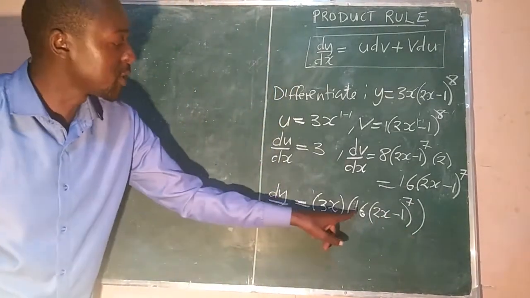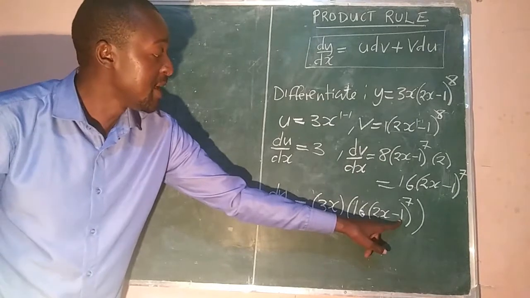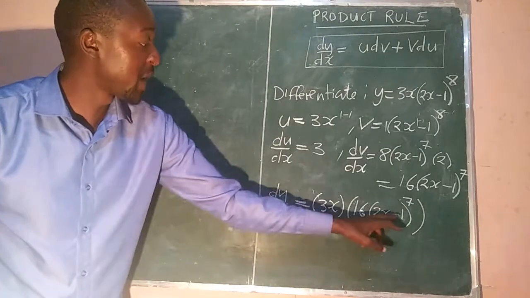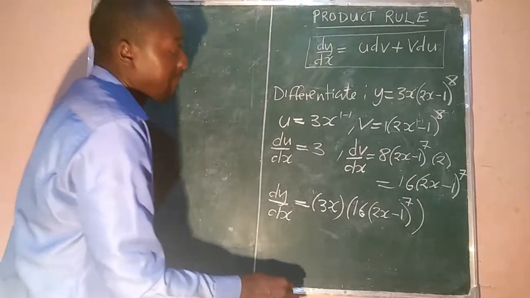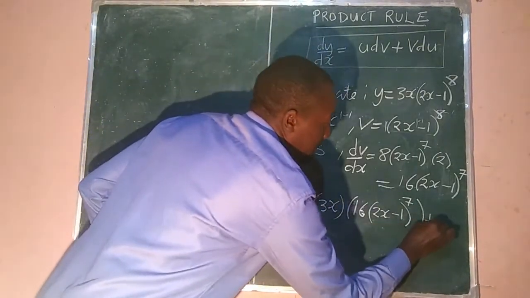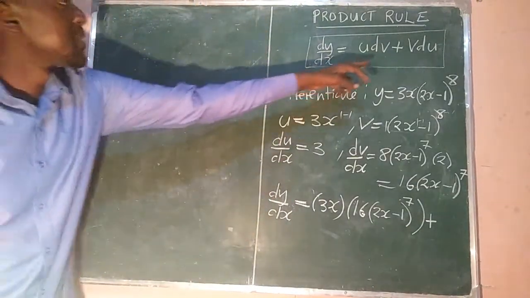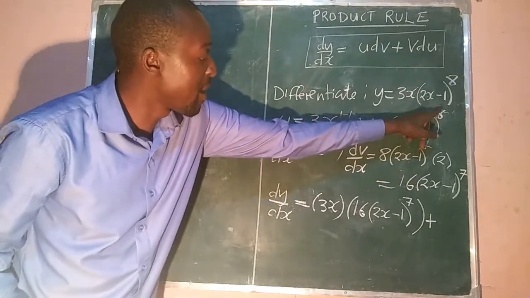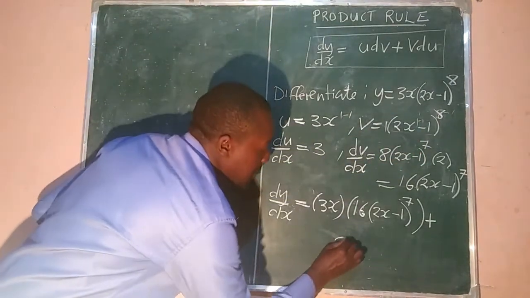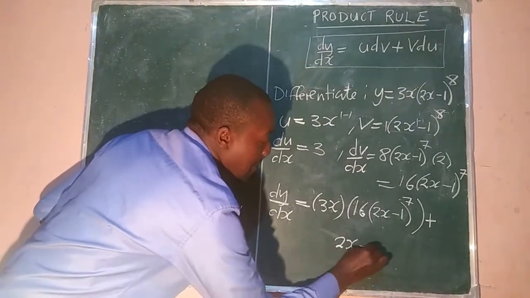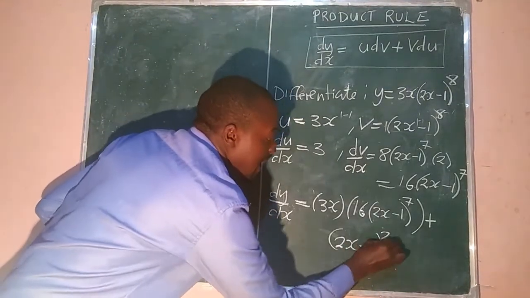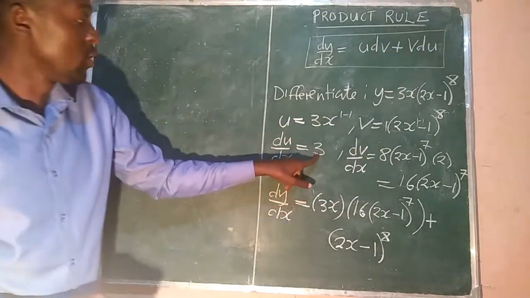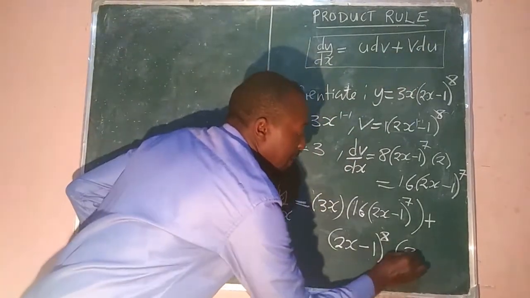Remember, do not multiply this 16 by the numbers inside here, because this function inside has a power of 7, so you cannot multiply here. And then we have a plus v. Our v is (2x minus 1) to the power 8, so plus (2x minus 1) to the power 8. And then v du, where our du is 3, so we are going to have a 3 here.